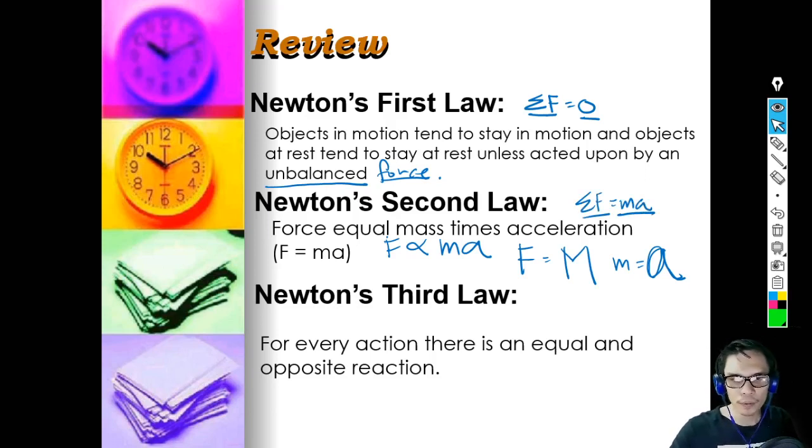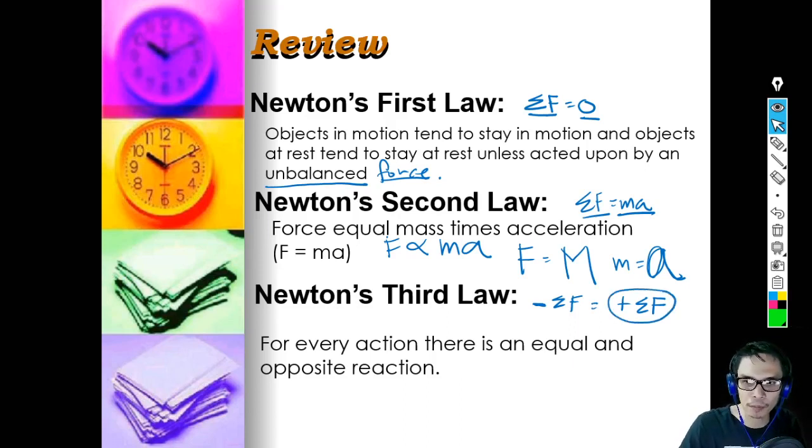And finally, we have the third law of motion, which is the law of interaction. It states that for every action, there is an equal and opposite reaction. So the negative net force is equal to the positive net force. It tells us that if you apply force on the positive side, there is always a force going to the negative side, so they are acting in opposite directions.